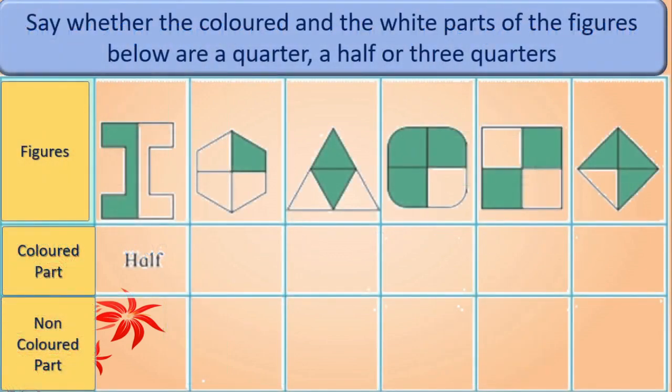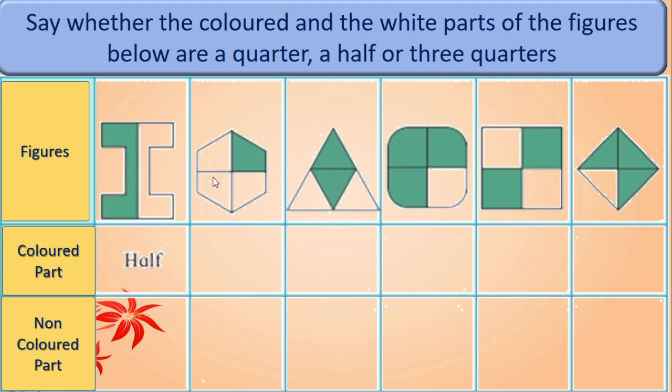Now here this is from your textbook, page number 81. See whether the colored and the white parts of the figures, means here non-colored parts, of the figures below are a quarter, a half or 3/4. Here we have to observe these figures from the first row. Then we have to write the colored part of these figures in this second row. And we have to write the non-colored part portion in the third row. In the second row colored part we will try to write. This is given. This is half portion is colored.